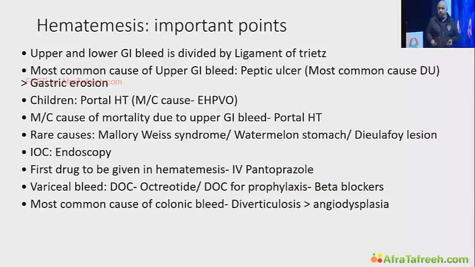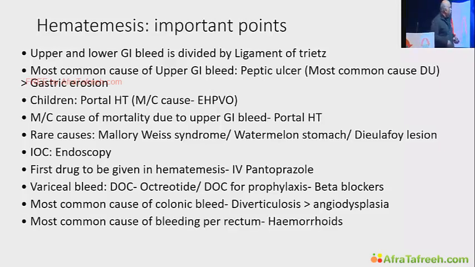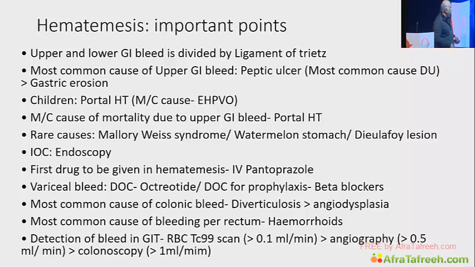Second most common is angiodysplasia. Lower GI bleed, most common causes: diverticulosis, angiodysplasia. And bleeding per rectum in India, of course, is hemorrhoids, piles. So these are some one-liners you need to know. In detection, what investigations do we have to know the site?